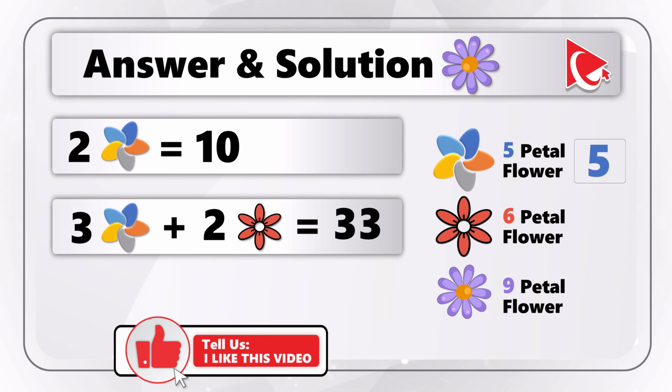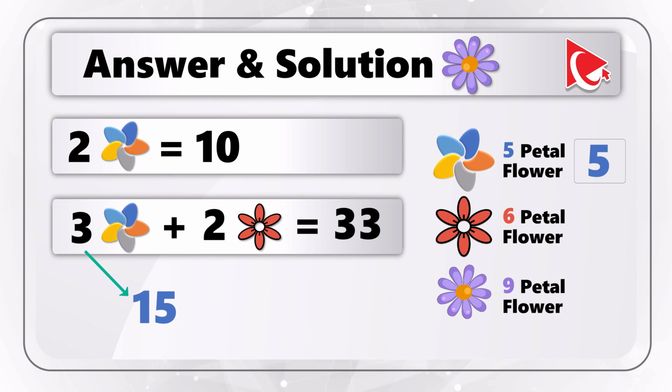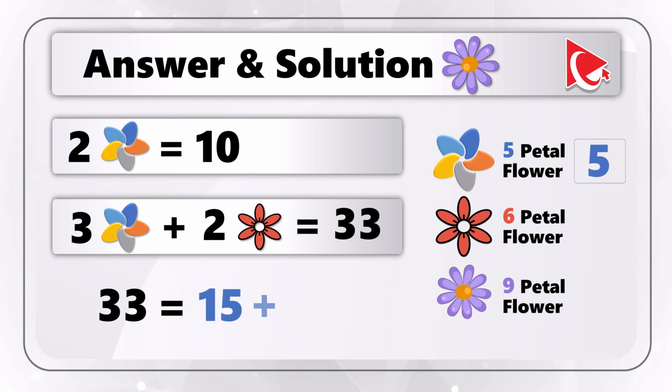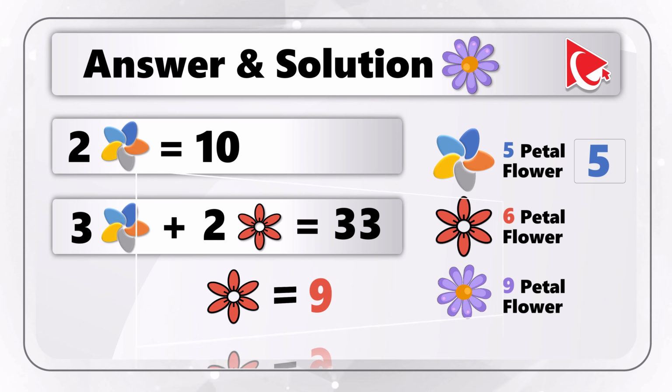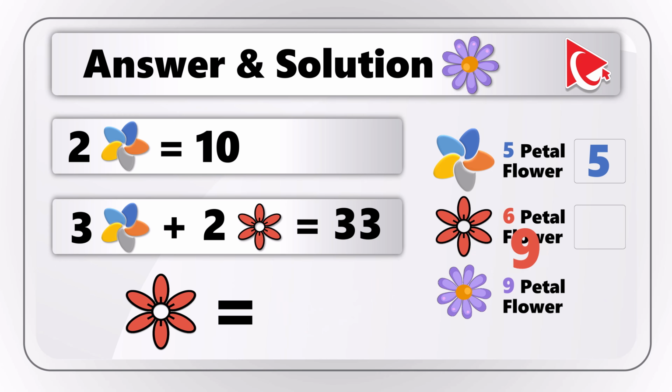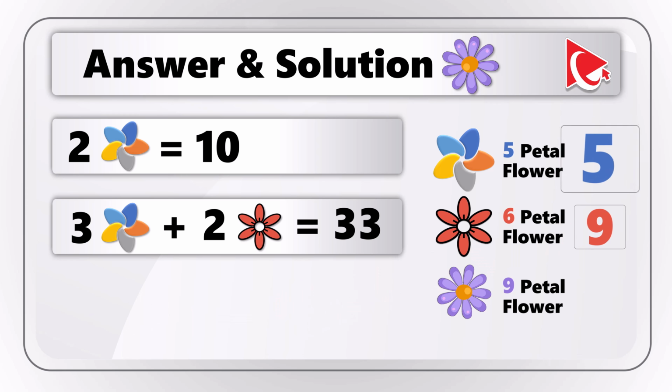We know that the value of 5-petal flower is 5, so let's simplify the original expression. 3 5-petal flowers plus 2 6-petal flowers equals 33. 3 5-petal flowers equals 15. So we can build a new expression, 33 equals 15 plus 2 6-petal flowers, which means that 6-petal flower equals 9.